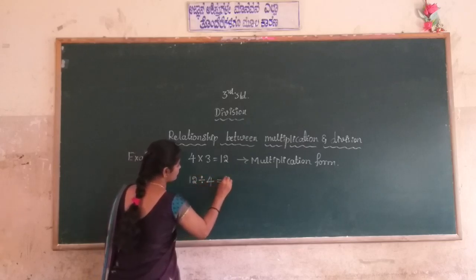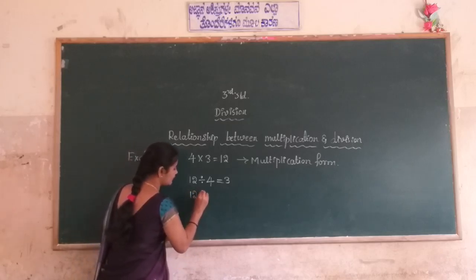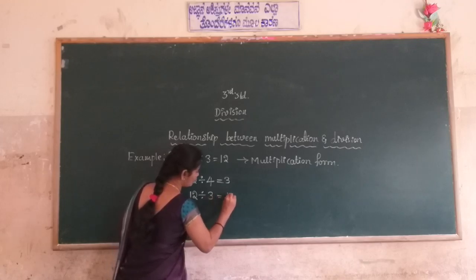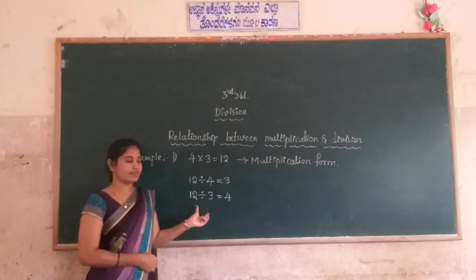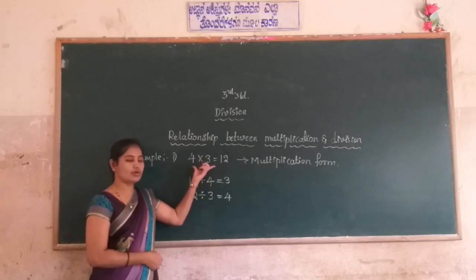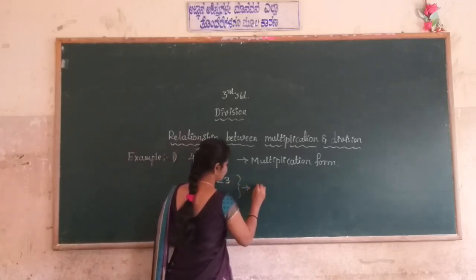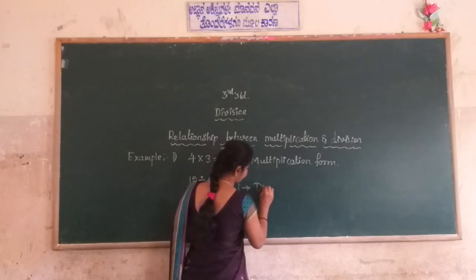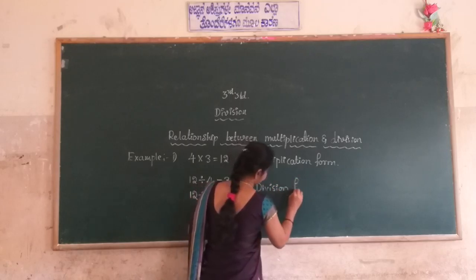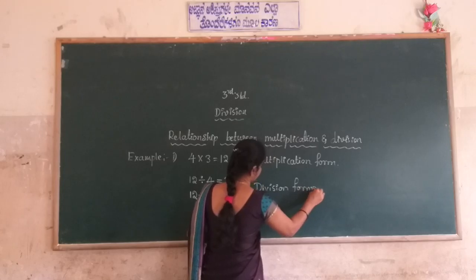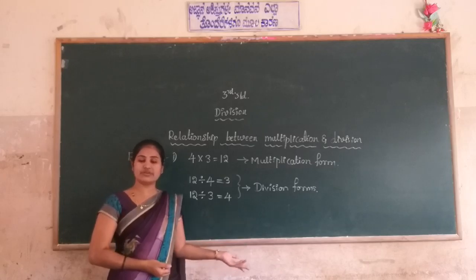4 threes are 12. 12 divided by 4 is equal to 3. This is one type of the division form, and 12 divided by 3 is equal to 4. This is another type of the division form. I write the division form for the above multiplication form. These two are the division forms. Every multiplication form has two division facts.